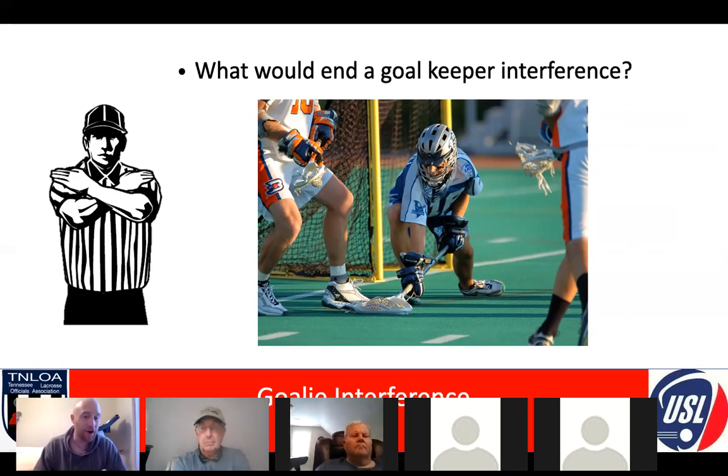I would say play on. I'd probably go illegal procedure on this one. You could probably even say goalkeeper interference. I think that would still be okay.